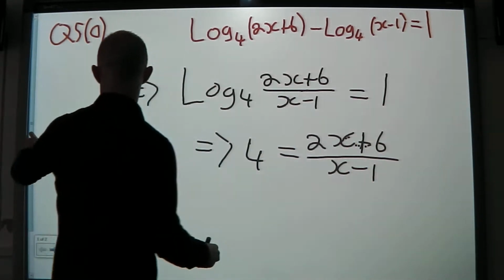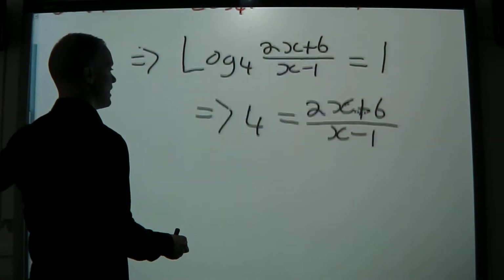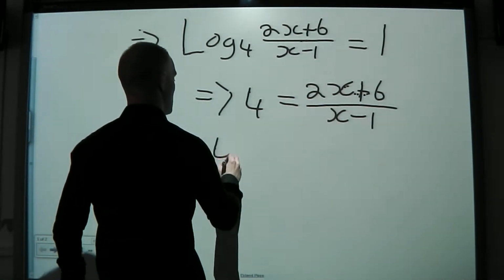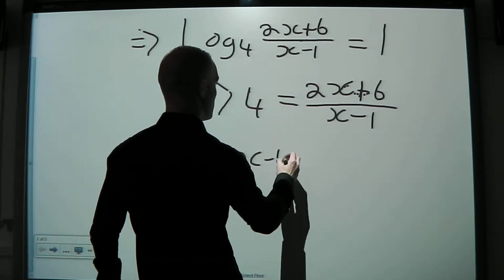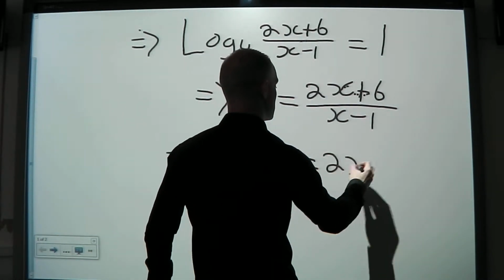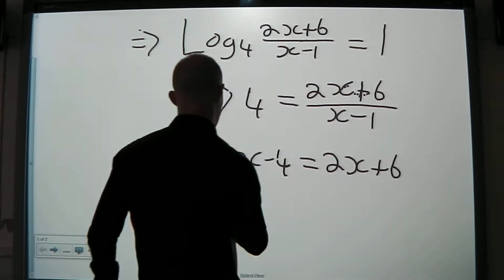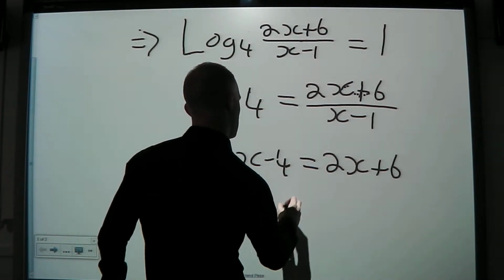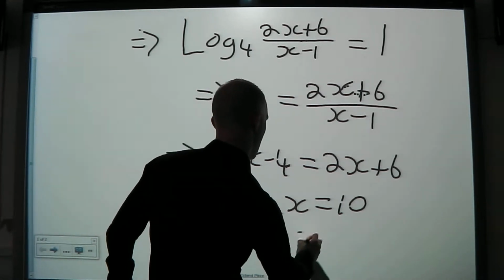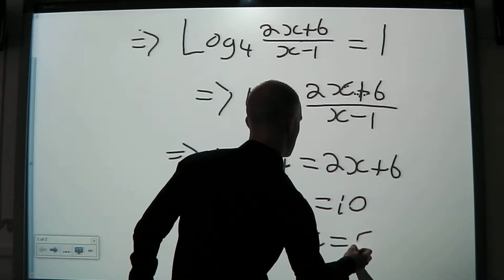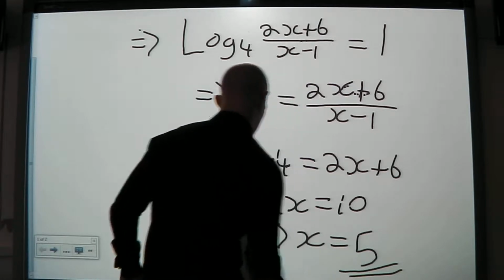Now we want to eliminate the x minus 1, or the denominator, so we multiply both sides by x minus 1. So that implies 4x minus 4 is equal to 2x plus 6. And that implies 2x is equal to 10, implying that x is equal to 5. Only one solution there, x equal to 5.